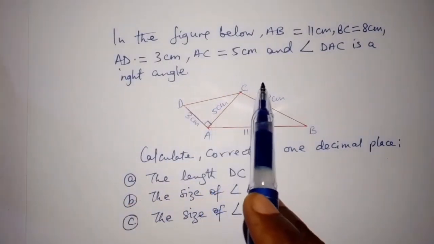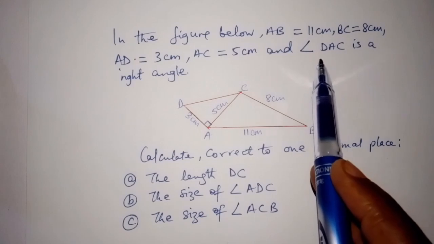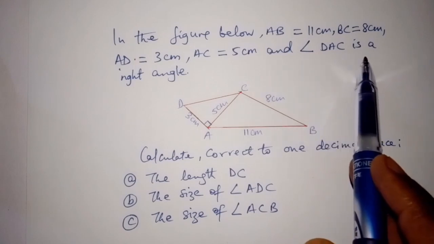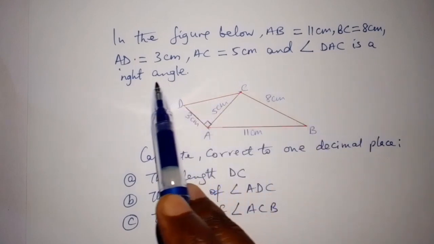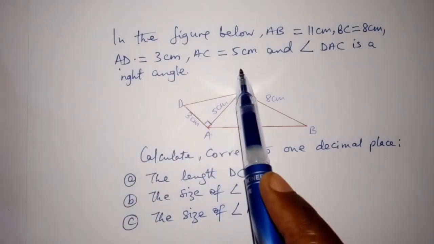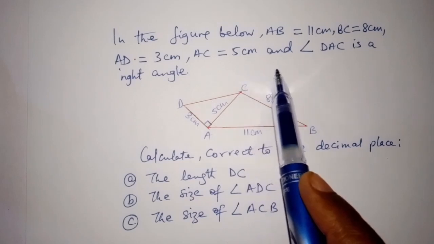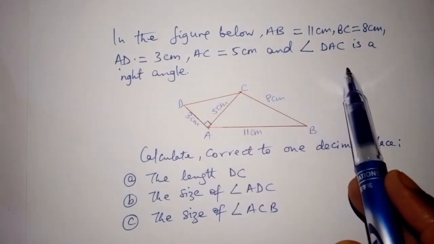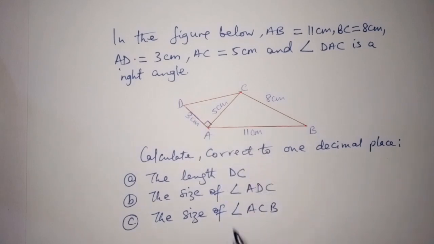In the figure below, AB is 11 centimeters, BC is 8 centimeters, AD is 3 centimeters, AC is 5 centimeters, and angle DAC is a right angle. Calculate, correct to one decimal place, the length of DC, the size of angle ADC, and the size of angle ACB.